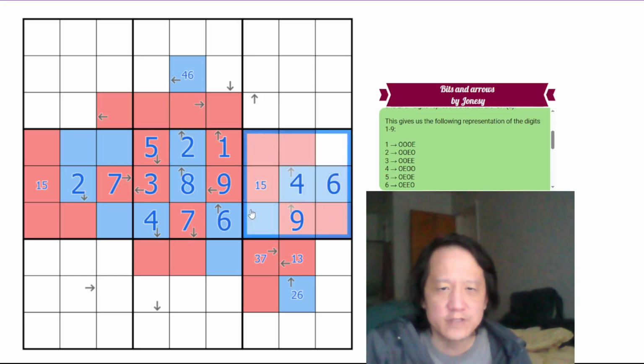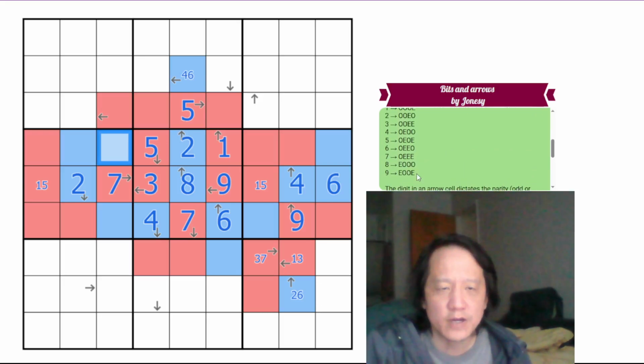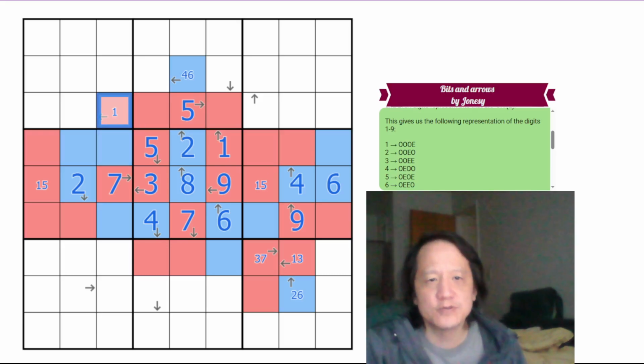We have 5 odd digits in box 6, so this must be even. This cell is odd, even, odd, even. That's 5, right? Yep. This cell, third bit is odd. That could be, and then even, right? So it's odd, even as the last two. That's 1, 5, or 9. Cannot be 5, so this is 1 or 9.